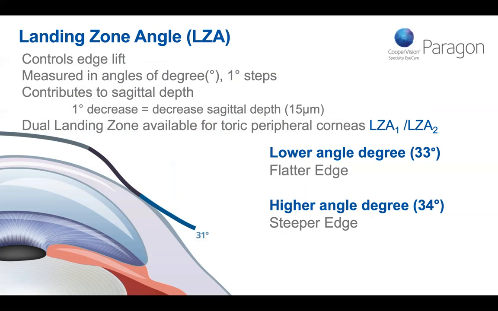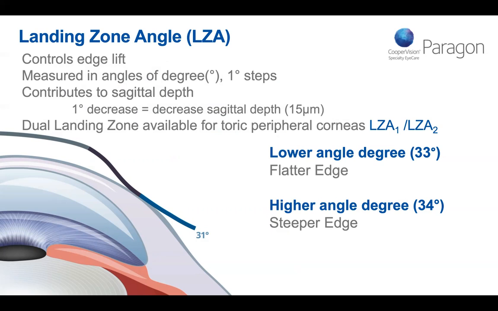A 1-degree increase in the angle is going to increase the sagittal depth of the lens by 15 microns. Oppositely, a lower degree angle, such as in the diagram of 31, means that it is flatter and has more edge lift.